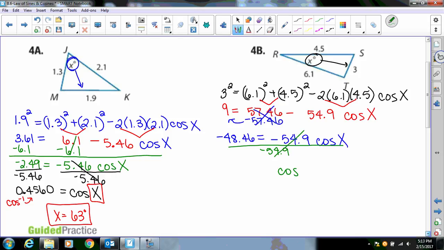So cosine x would equal 0. Again, I'm going to go out like 4 spots. And to find the angle measure, you've got to do the inverse. So you're going to do the cosine inverse of that, and to the nearest degree would be 28 degrees.